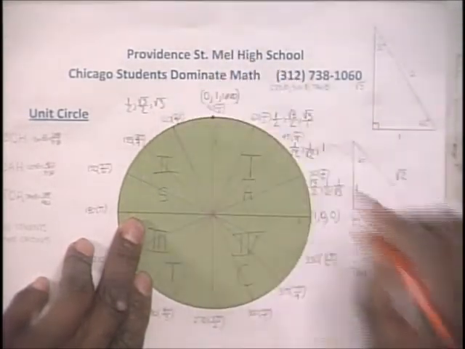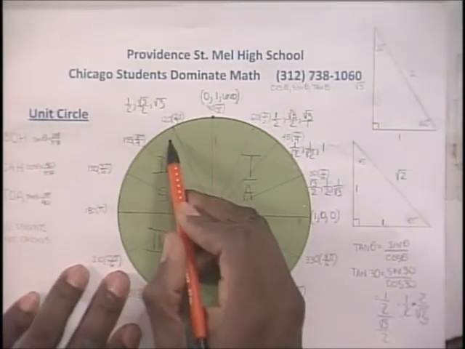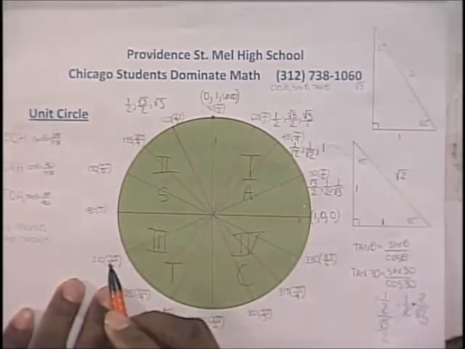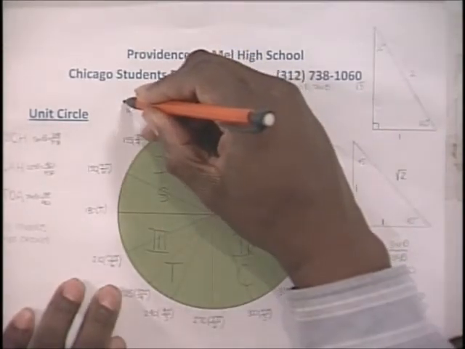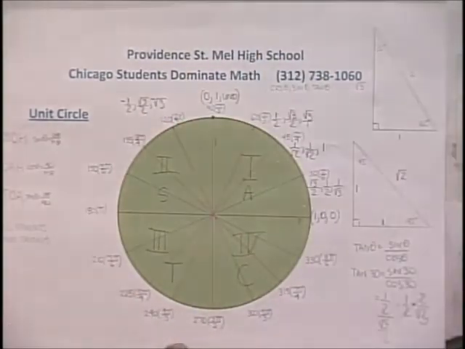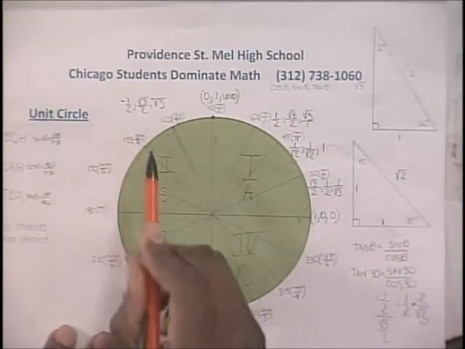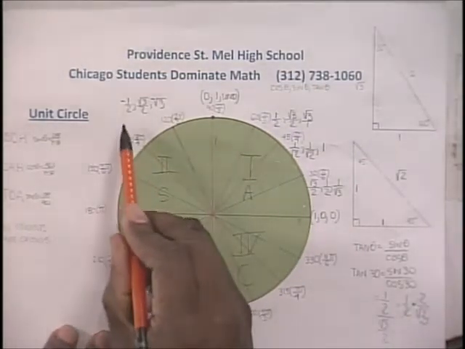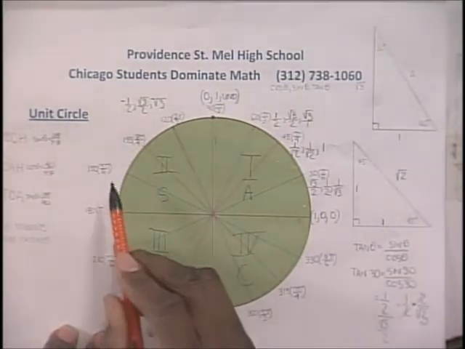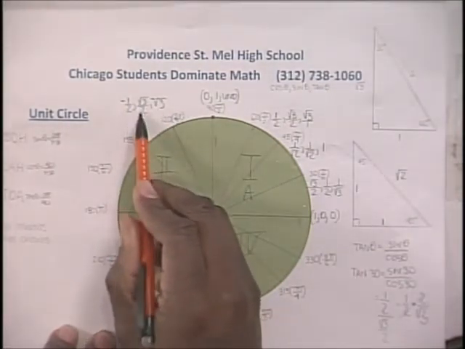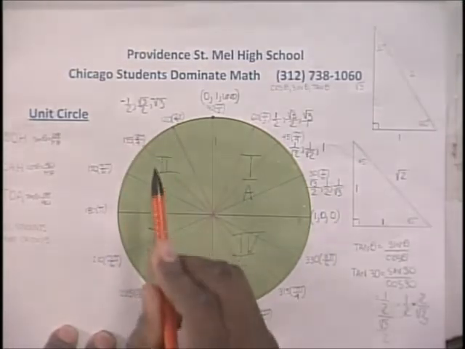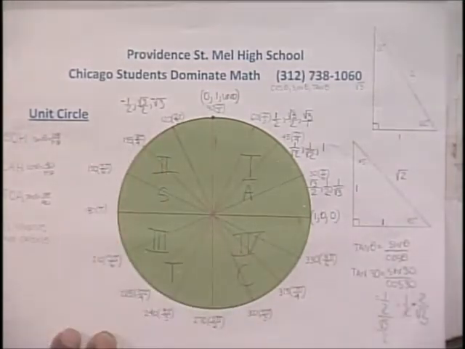All of this we have done already. What you'll have to remember is that in this quadrant, the only thing that's positive is sine. So the cosine would be negative, and the tangent would be negative. The cosine of 120 degrees is negative half. The sine of 120 degrees is a positive radical 3 over 2. And the tangent of 120 degrees is a negative radical 3.